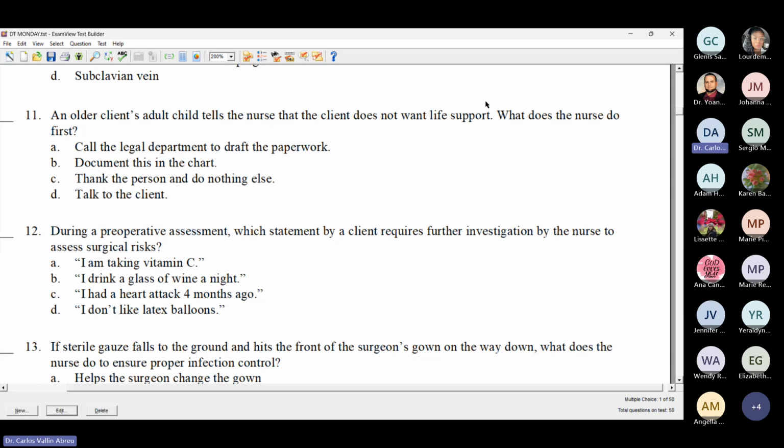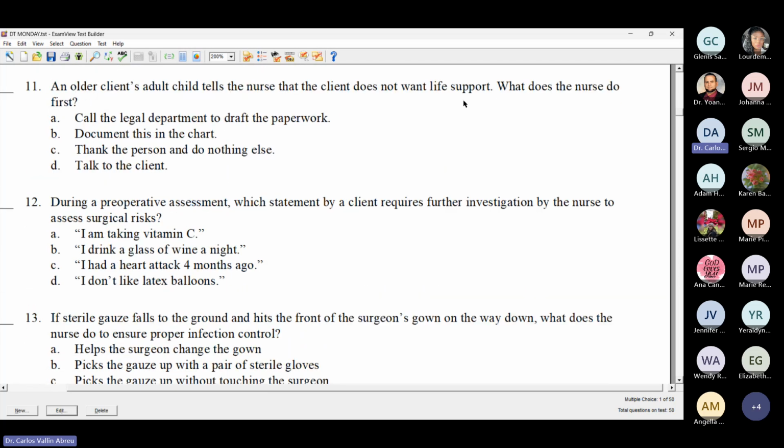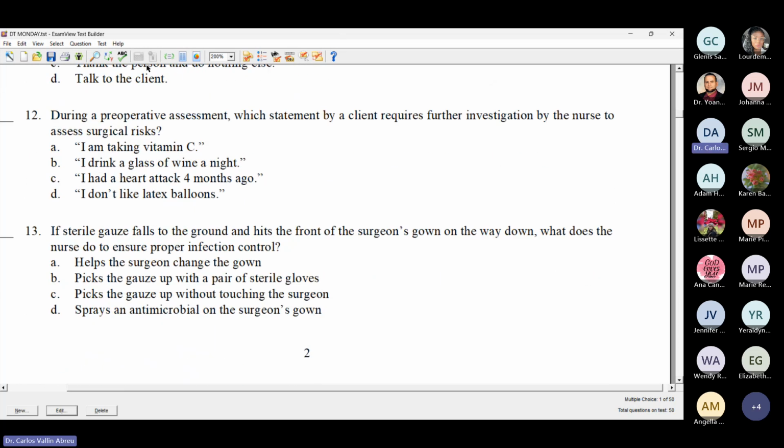So first you need to go to the client. Don't accept the child's statement without verifying with the client. Okay, easy one. During a pre-operative assessment, which statement by the client requires further investigation by the nurse to assess surgical risk? What the question is asking is, what could increase the surgical risk of a client when you do the pre-op assessment?